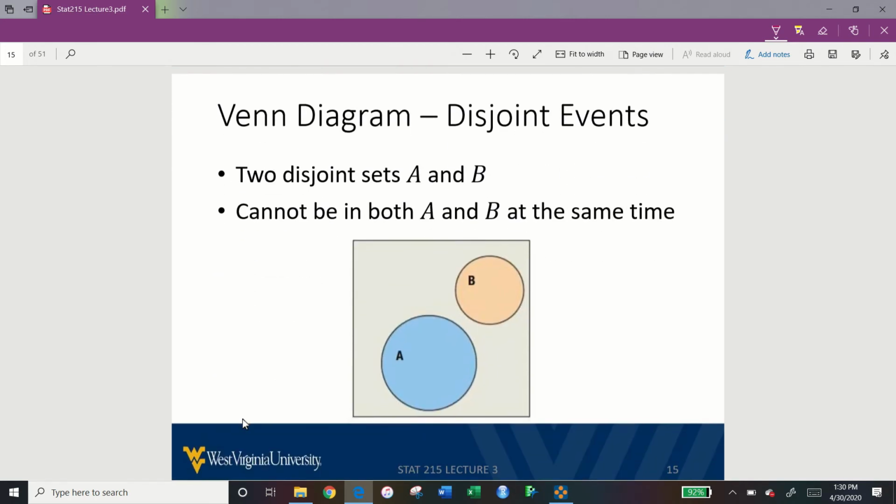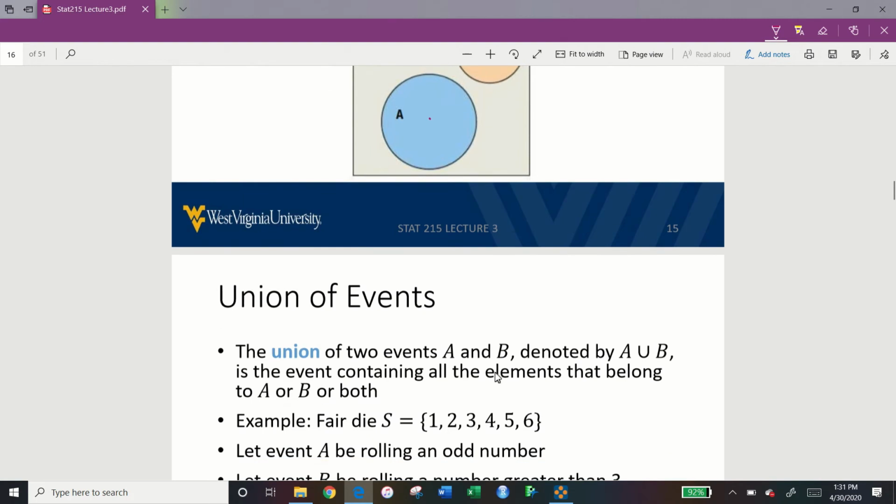So when we have two disjoint events, A and B, notice that there is no overlap. If you're selecting an event in this diagram, you can either be in A, B, or neither A nor B. But you cannot be both A and B. There is no overlap, there is no intersection.